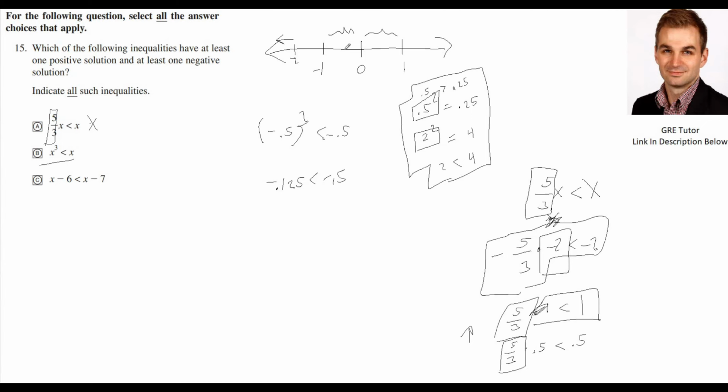Negative 0.5 is right here, negative 0.125 is right here. So negative 0.125 is actually greater, greater by going this way on the direction line. So actually, no, this won't work. In this situation, this inequality doesn't work.